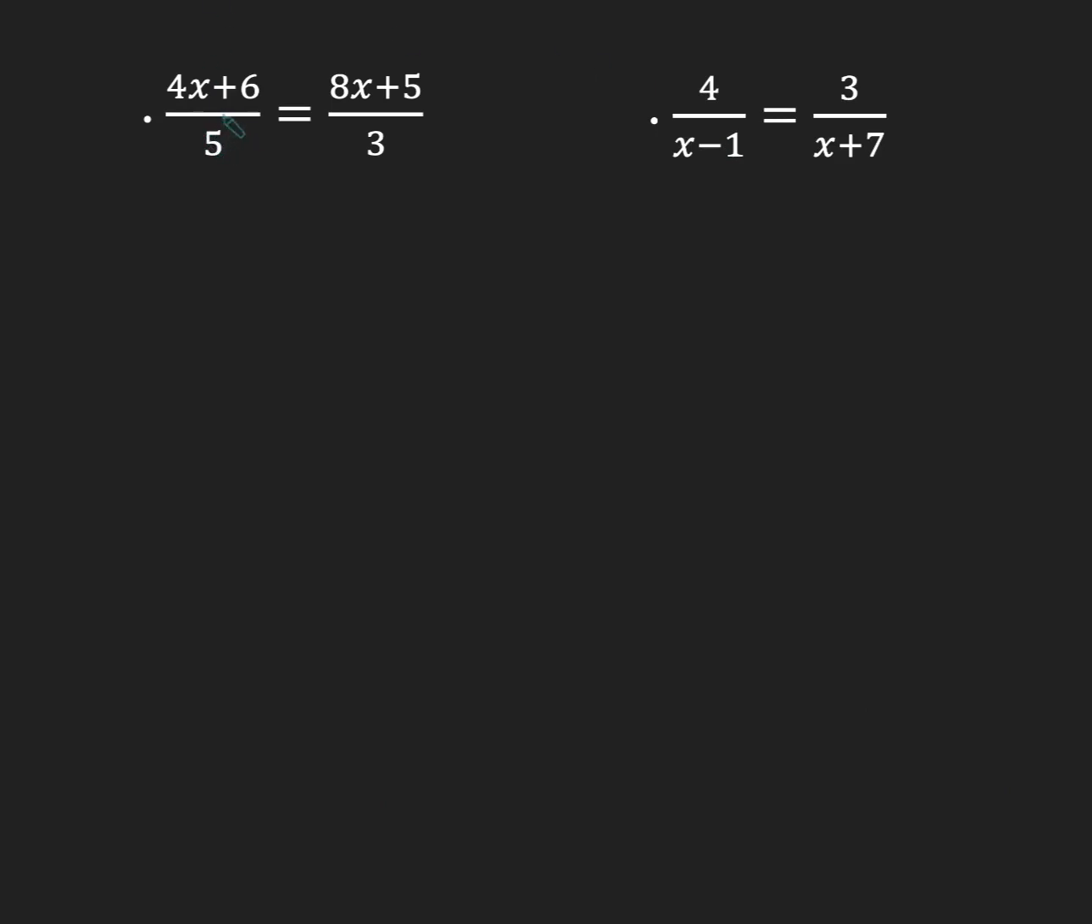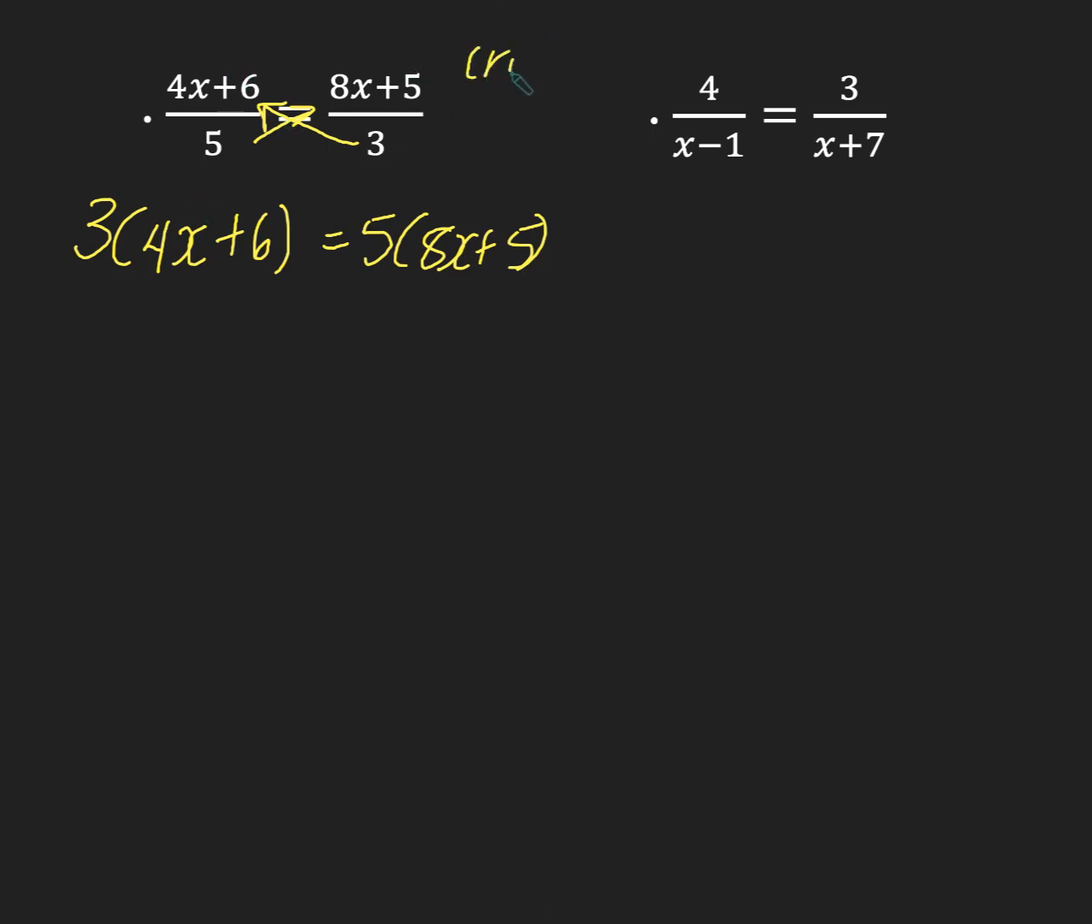Now these look different than the previous 4 problems. This is a fraction equaling a fraction. And whenever I have something like this, I don't find the LCD. I simply cross multiply. So the 3 is going to multiply the 4x plus 6, equaling the 5, which is multiplying the 8x plus 5. So it's when you have a fraction equaling a fraction, you can use cross multiplication. Cross multiply. Here I have 12x plus 18 equals 40x plus 25.